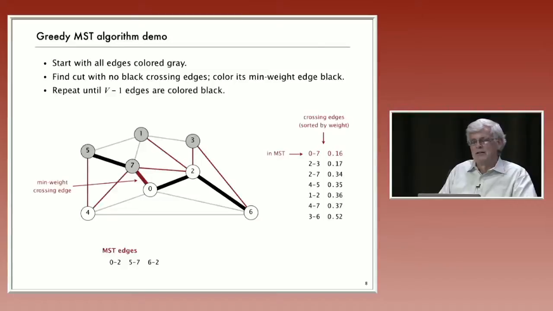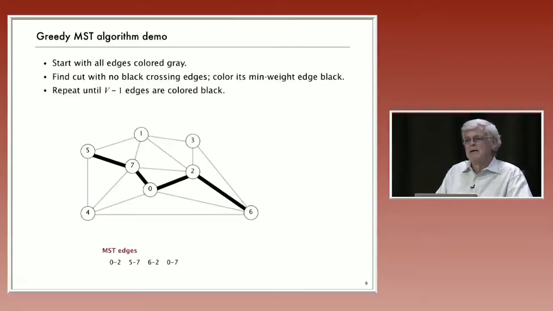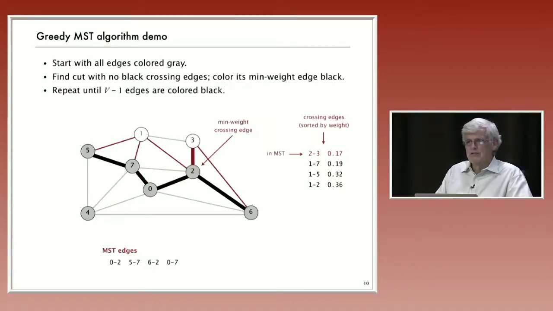So now let's do the cut with 0, 2, 4, and 6 on one side colored white, and 1, 3, 5, and 7 on the others. So there's a lot of crossing edges in that cut, but the smallest one is the one between 0 and 7, so that's the one that we color black and add to the MST. So now we have 4 edges.